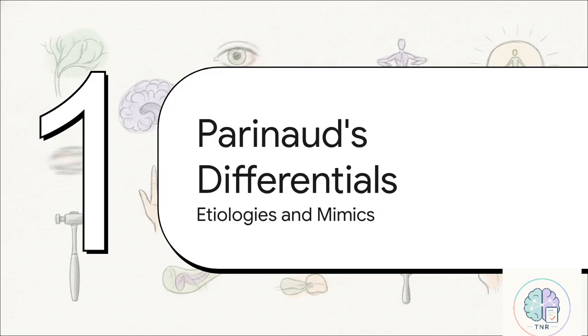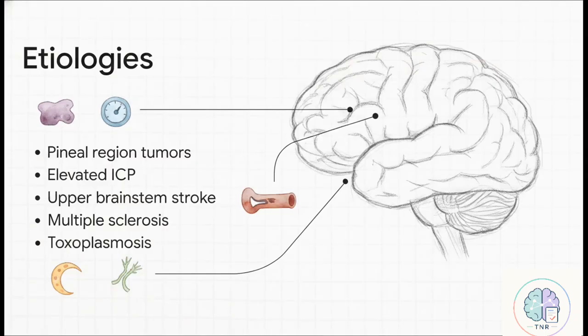And finally, Section 5, Parinaud's differential diagnosis. So, what's actually causing all this midbrain damage? True Parinaud syndrome is typically caused by physical pressure or destructive damage directly to the quadrigeminal plate. Clinically, this is most commonly seen from pineal region masses pushing downward. It can also be caused by elevated intracranial pressure, like from hydrocephalus, where the dilated suprapineal recess physically compresses the mesencephalic tectum. Other etiologies include an upper brainstem stroke or hemorrhage, demyelination from multiple sclerosis, or even occasionally infectious etiologies like toxoplasmosis.